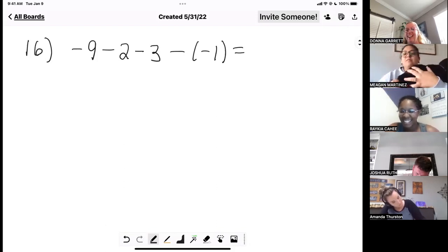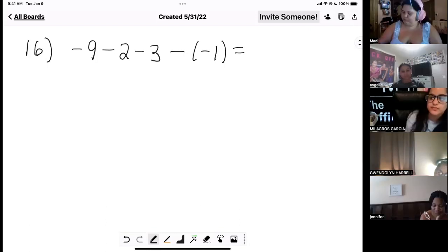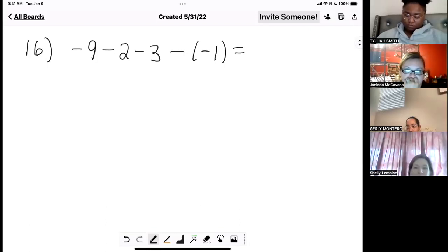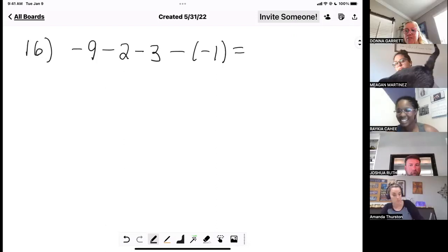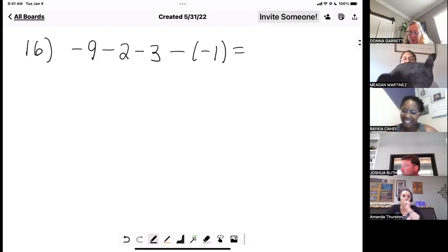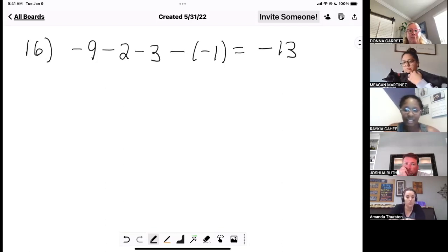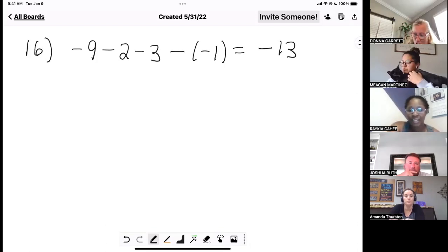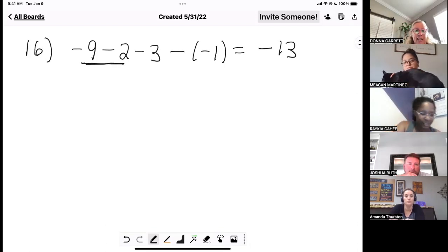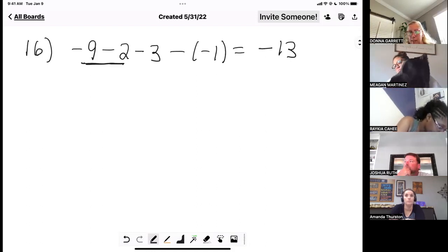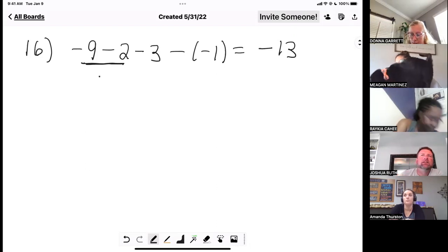Megan, can you see? Okay. -13. Get it? Okay. Awesome. Just in case, no biggie. -9 minus 2. They're the same sign, so I add them and keep the sign. 9 plus 2 is 11, so -11.